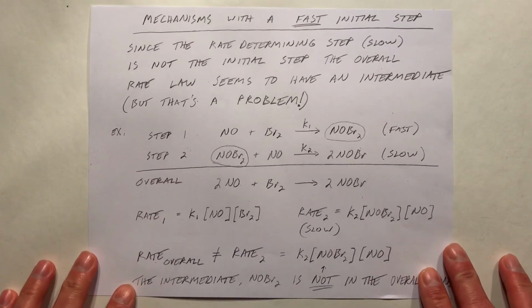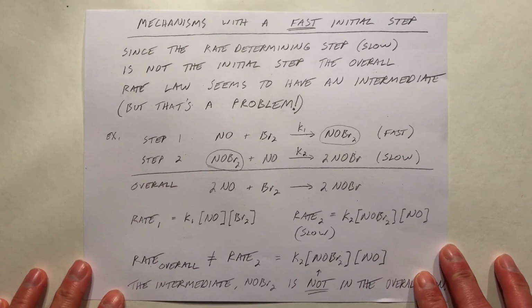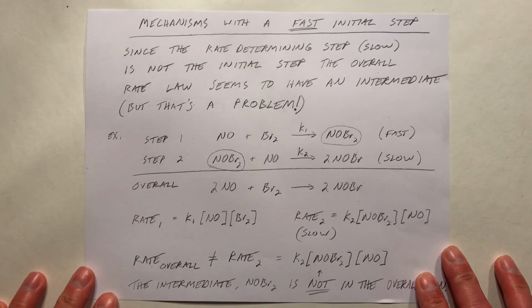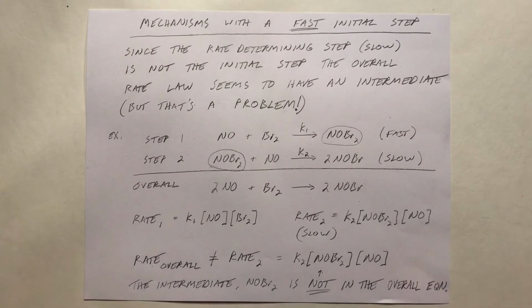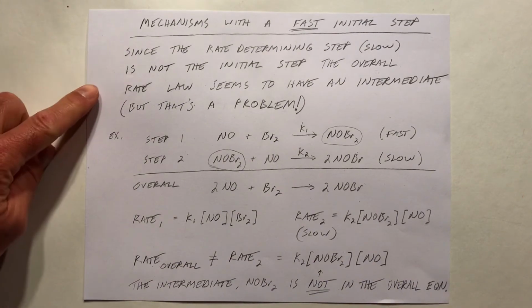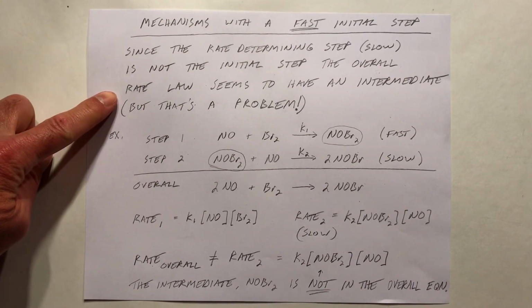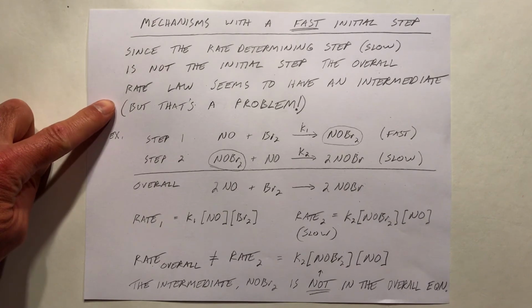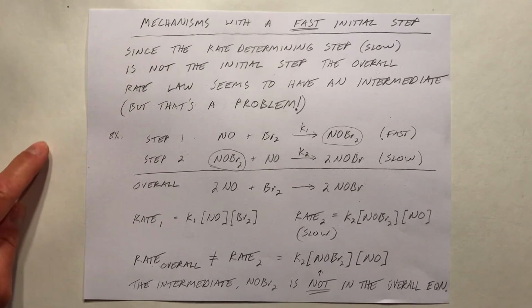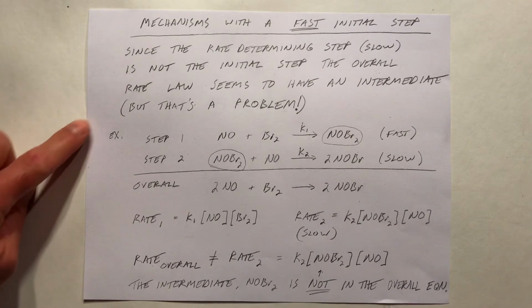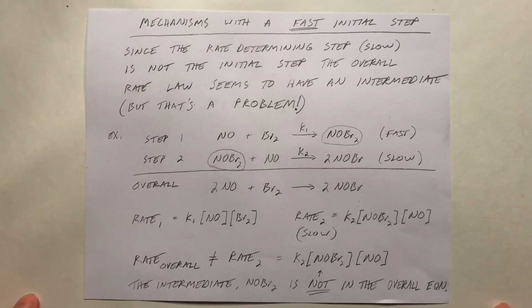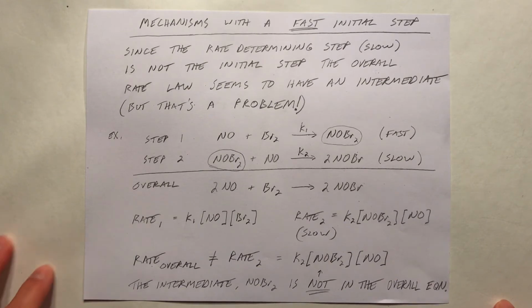So that was a mechanism for a reaction with a slow initial step. What if we have a fast initial step? Well, this is going to be a little bit more complex. Since the rate determining step, the slow step, is not the initial step, the overall rate seems to have an intermediate. Remember that anytime we have a multi-step reaction, there's an intermediate. And that's going to be a problem for us because we don't want to have our rate law expressed in terms of an intermediate. Let's take a look at an example.